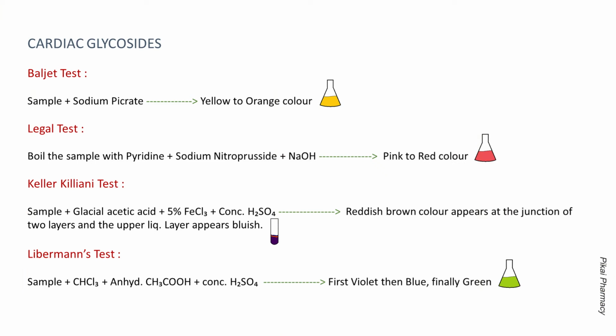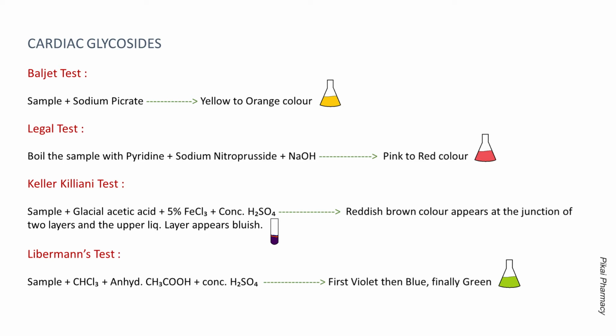So now we will go through its chemical tests. So the first test is Baljet test. So in Baljet test, sodium picrate is added to the sample. Now if the sample contains cardiac glycoside, it will give a yellow to orange color.